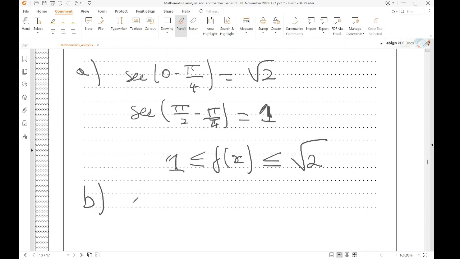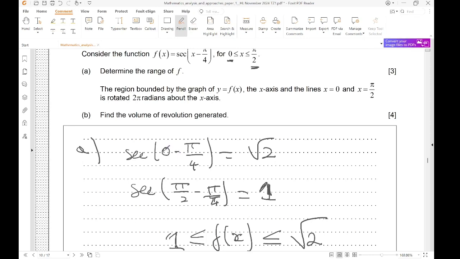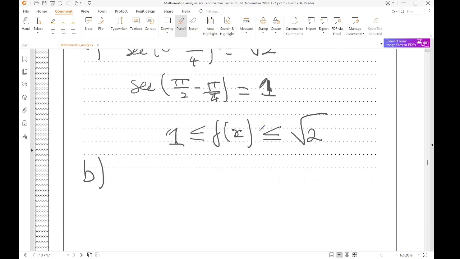The formula for this is the volume of rotation. They're asking for the volume of revolution. They've given you what it is limited by, 0 and pi over 2, and you just need to remember the formula. The formula is pi times the integral, with your upper bound and your lower bound, of your function squared. So secant squared of (x minus pi over 4) dx.